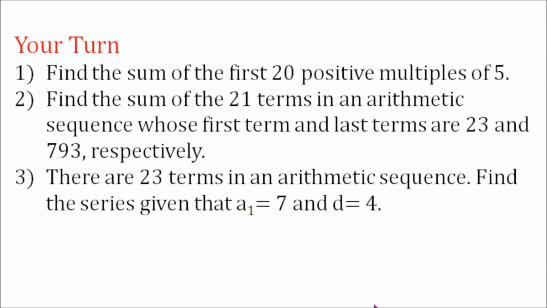Now, your turn. I prepared here 5 problems, and 3 are just straightforward problems. Number 1, find the sum of the first 20 positive multiples of 5. Number 2, find the sum of the 21 terms in an arithmetic sequence whose first and last terms are 23 and 793 respectively. Number 3, there are 23 terms in an arithmetic sequence. Find the series given that a sub 1 equals 7 and d equals 4. So you can pause the video and work on these 3 problems.